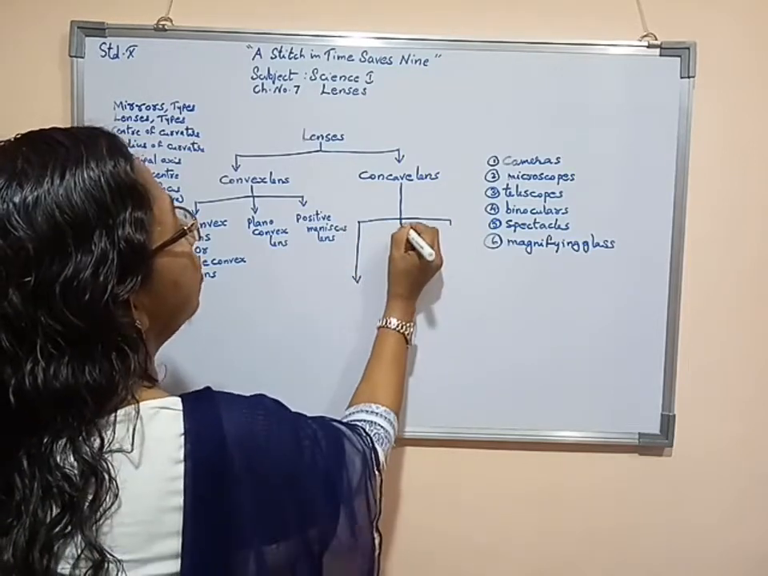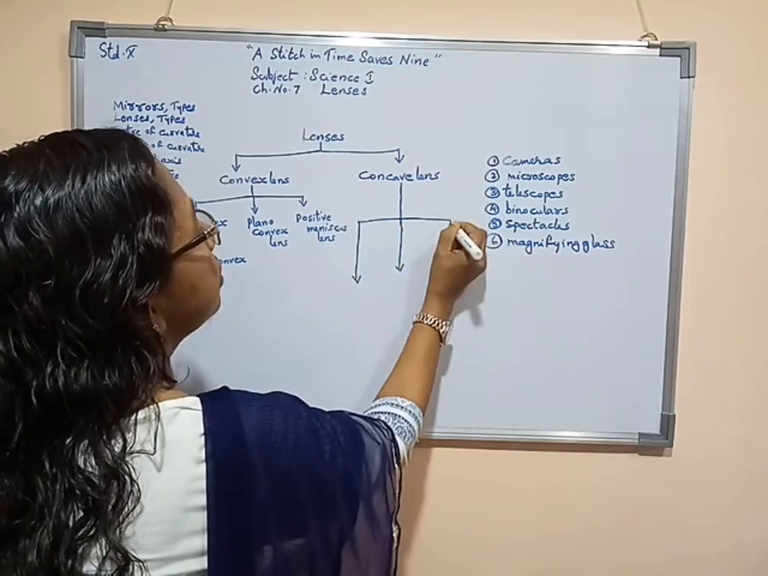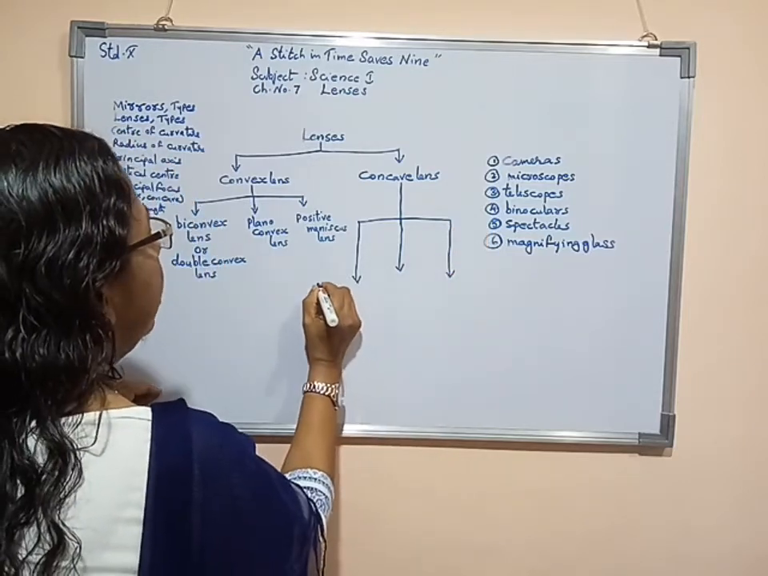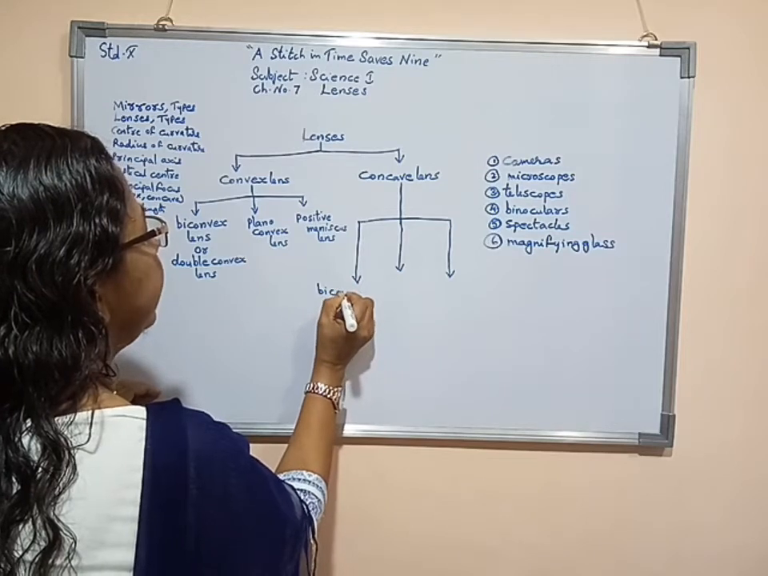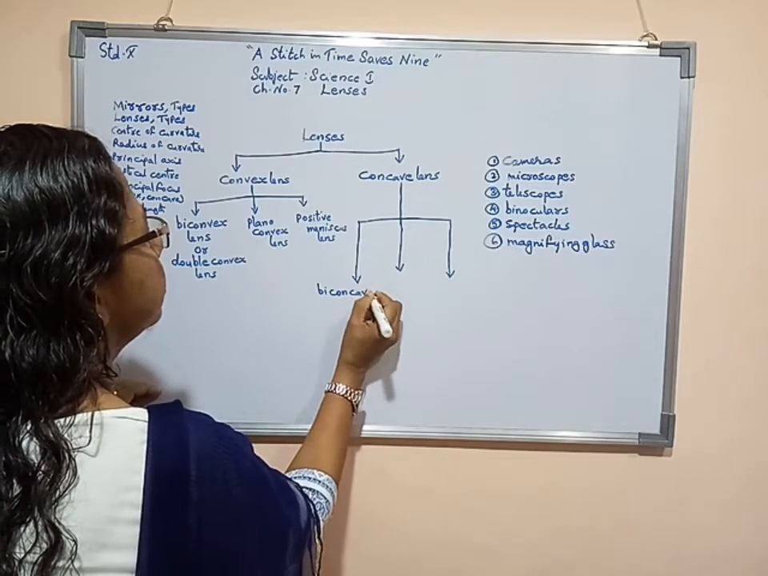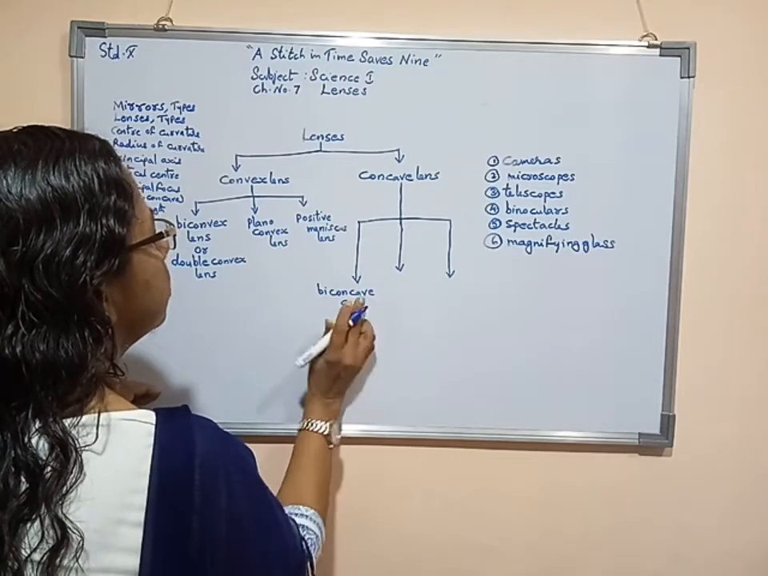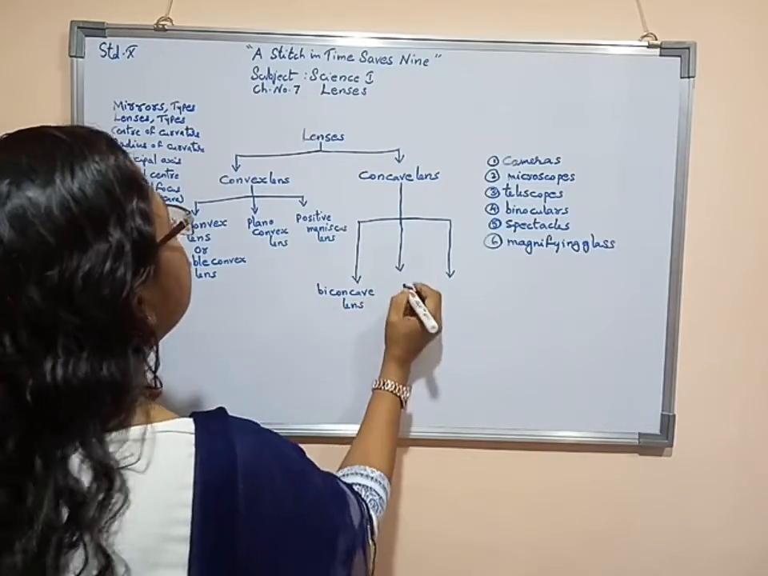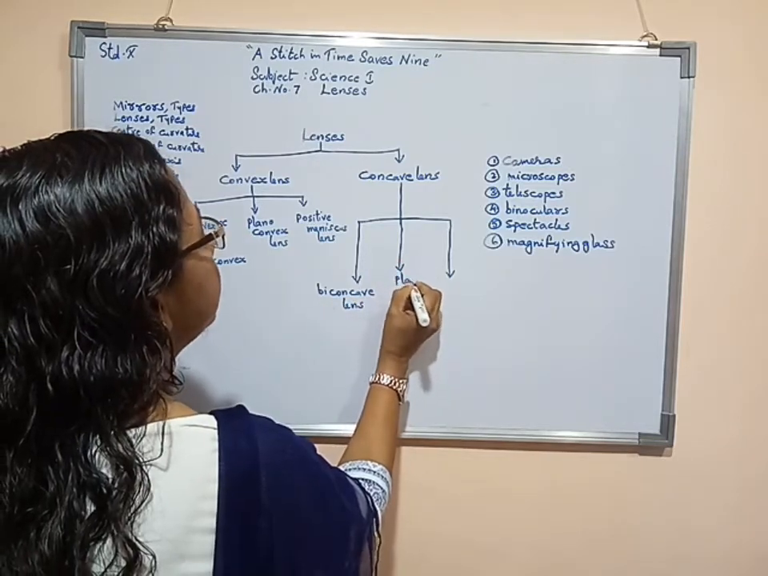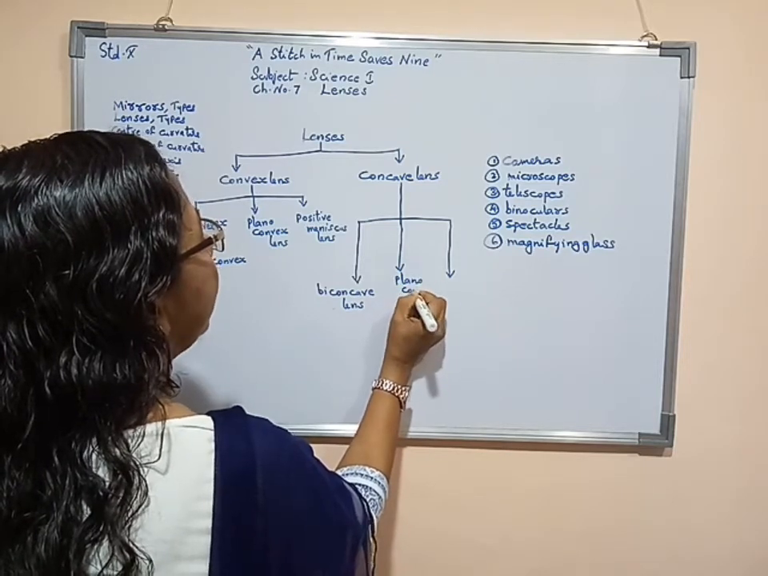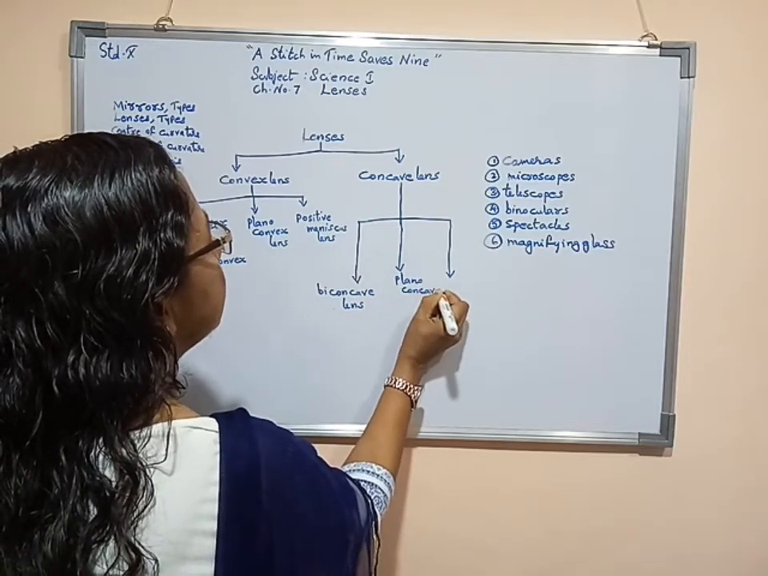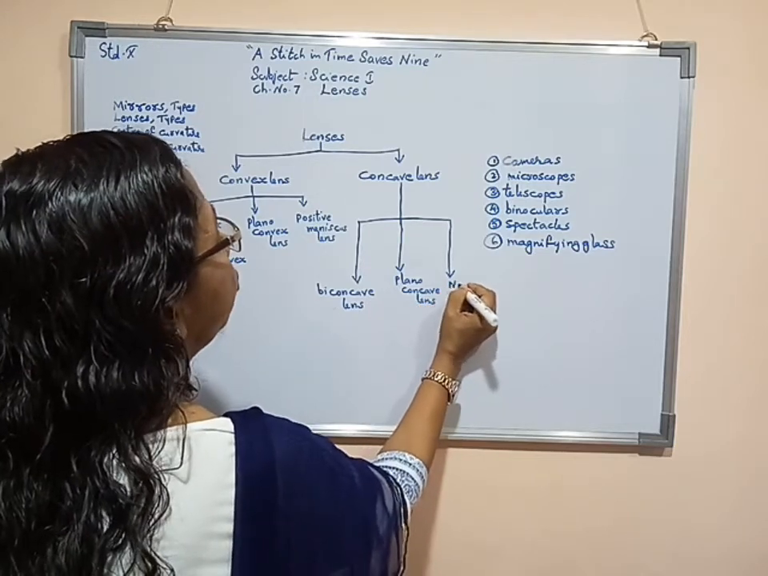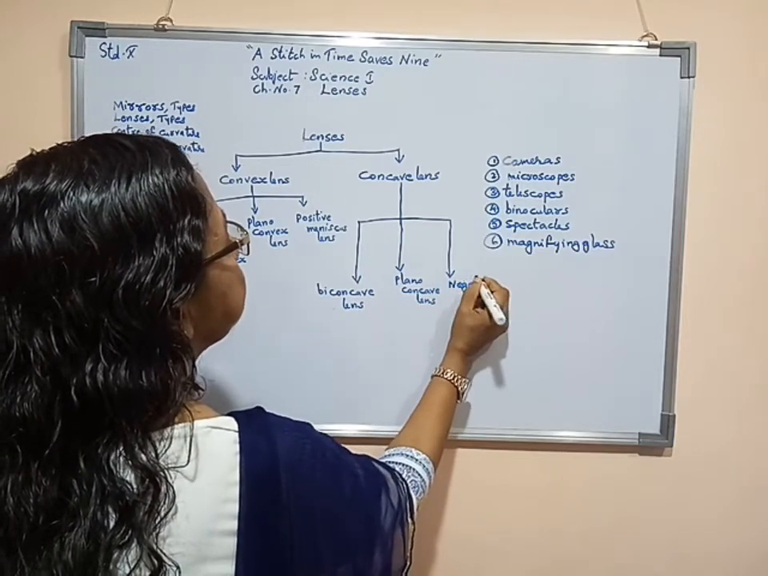itself is also of three types. They are biconcave lens, then Plano concave lens, then negative meniscus lens.